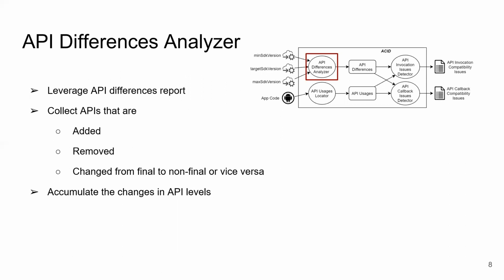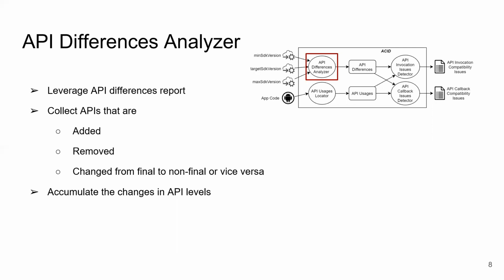ACID leverages the API differences report to find out all changes involved in an API update. Whenever a new level of Android API is released, Google releases an API differences report summarizing the changes between two API level specifications. This API differences report consists of added, removed, and changed methods. But we only collect added, removed, and changed from final to non-final or vice versa.